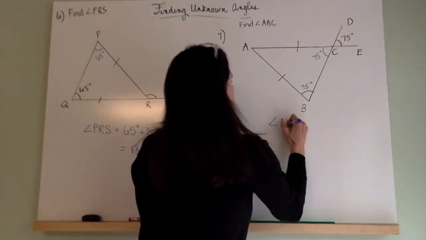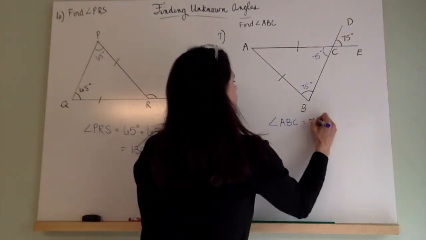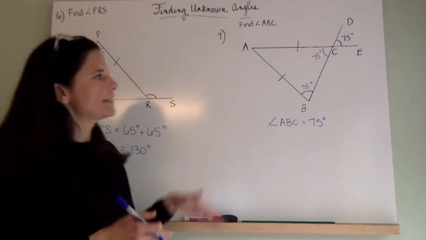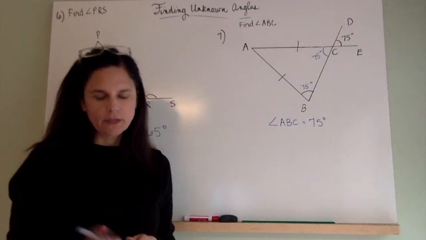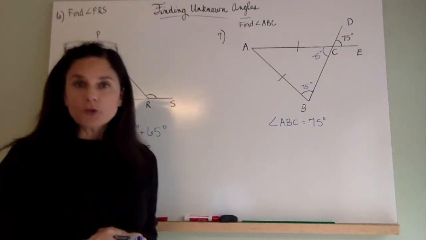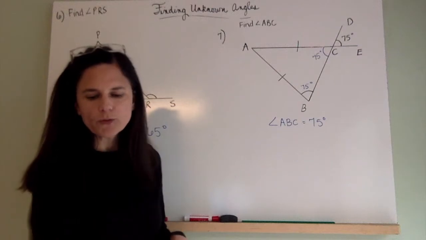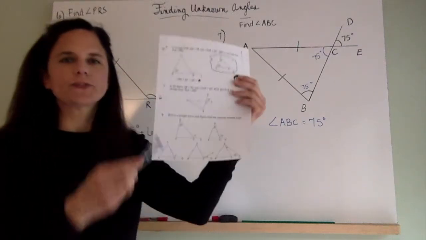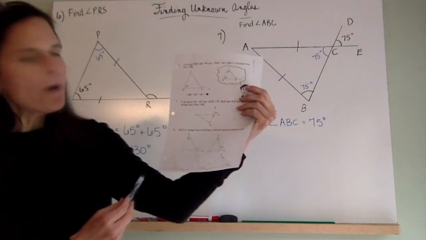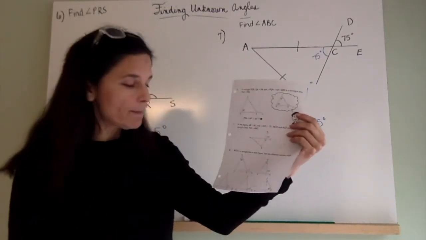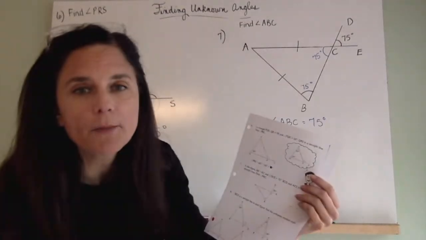Angle ABC is equal to 75 degrees. And I know that because of my triangle and angle properties. Okay, those are the first two. Now I'm going to erase my board, pause the video, and we're going to work through all of the unknown angles in number 8. So I'll probably have to do it in steps on my board here, but you're going to keep writing on this sheet of paper, and we'll move on to number 8.